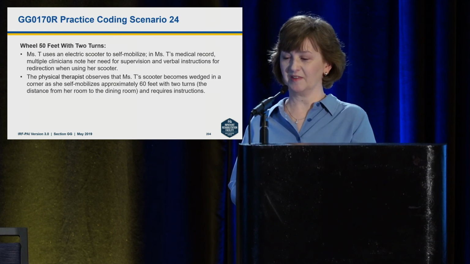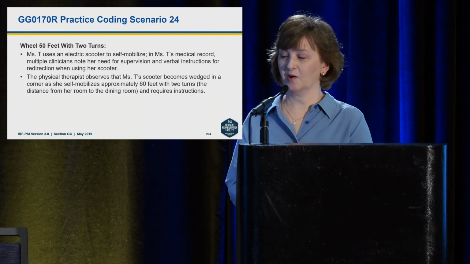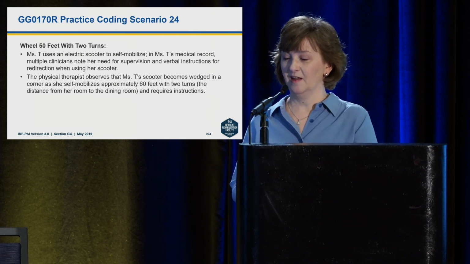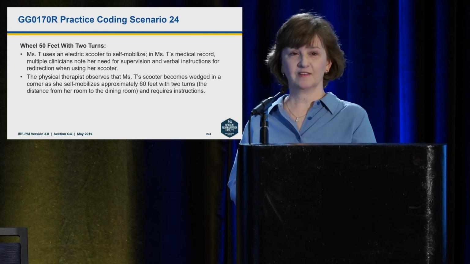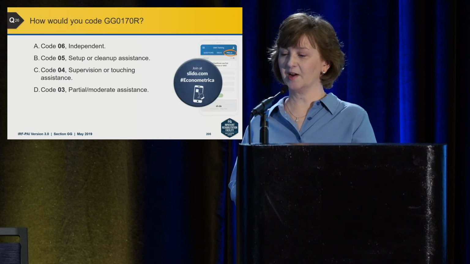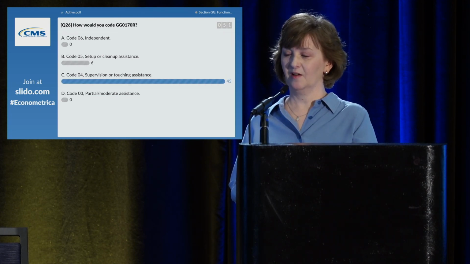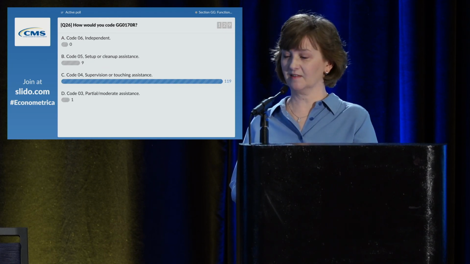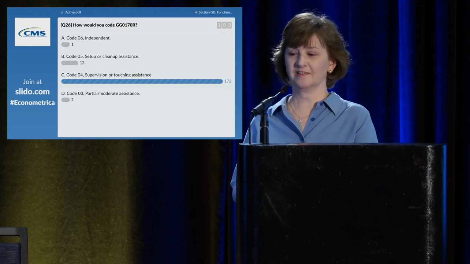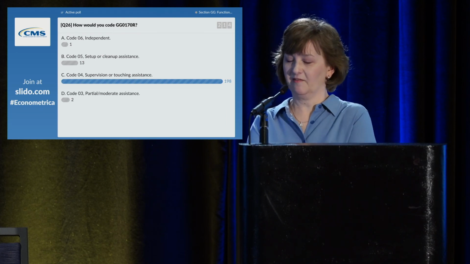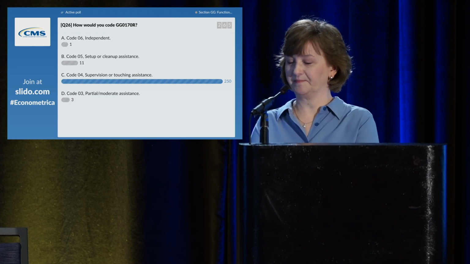How would you code Ms. T? So basically, it looks like there's supervision, verbal instructions in the clinical record, and then also the therapist observes that Ms. T requires instructions. So you can go ahead and answer on Slido. The options in Slido are 06, independent, 05, setup, cleanup assistance, 04, supervision, touching assistance, 03, partial moderate assistance. I will give you a few seconds to code that.